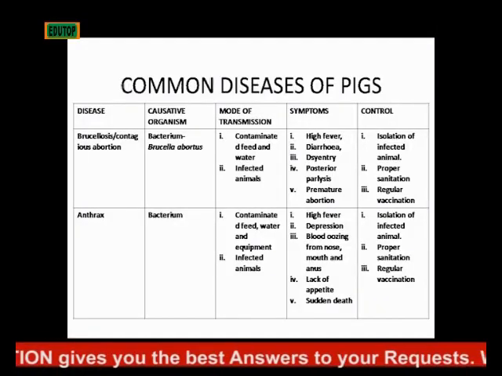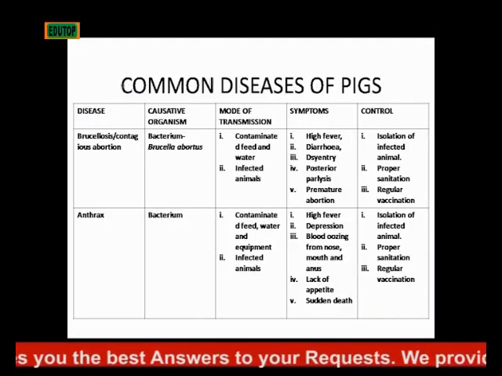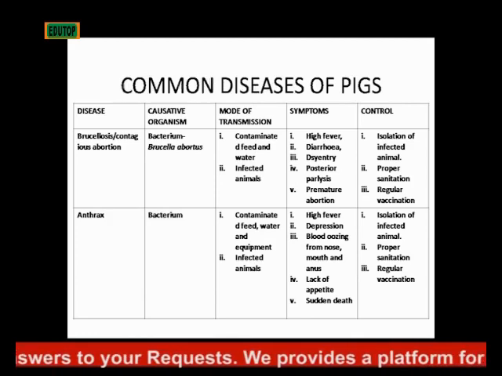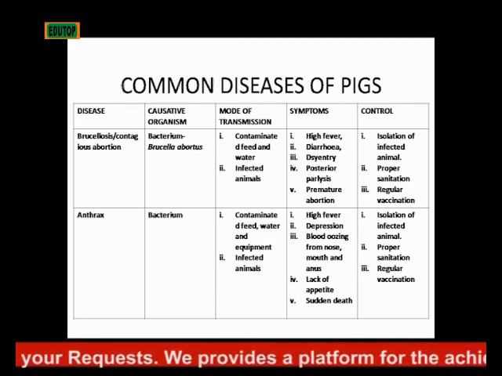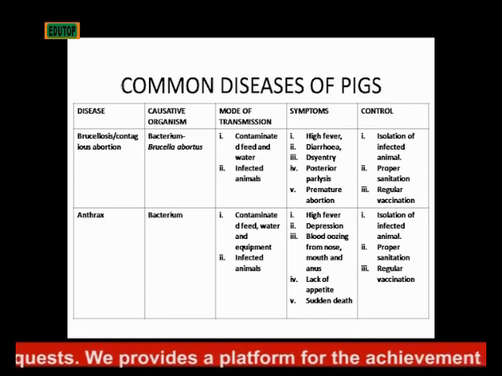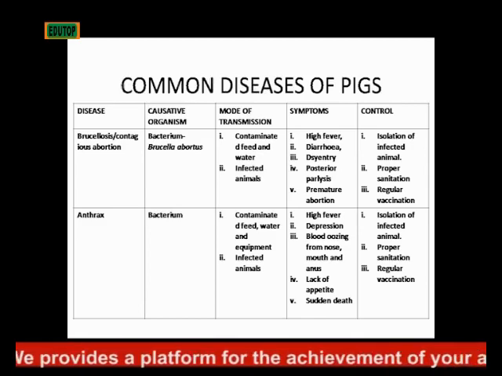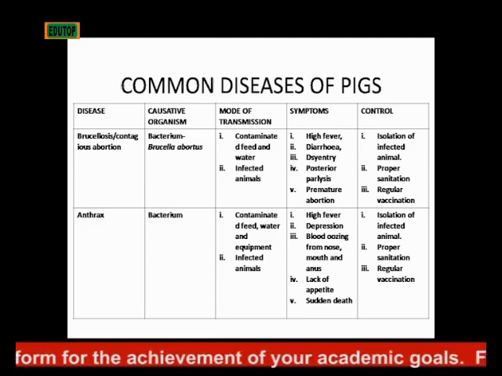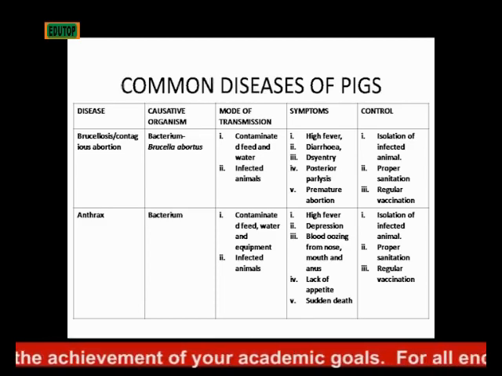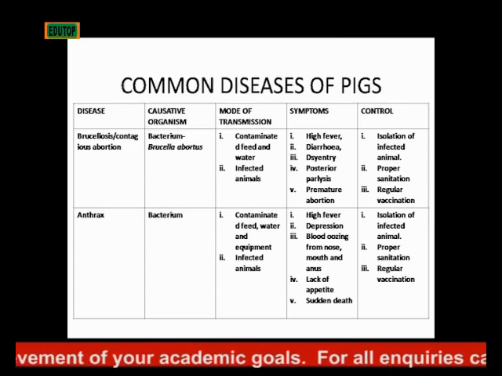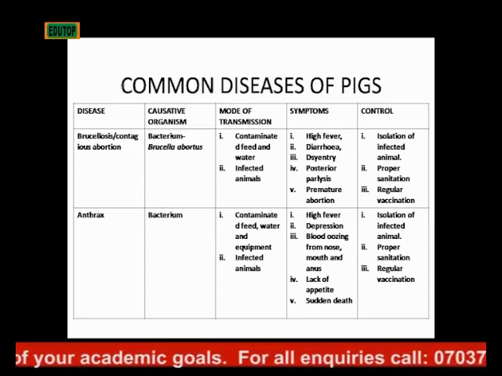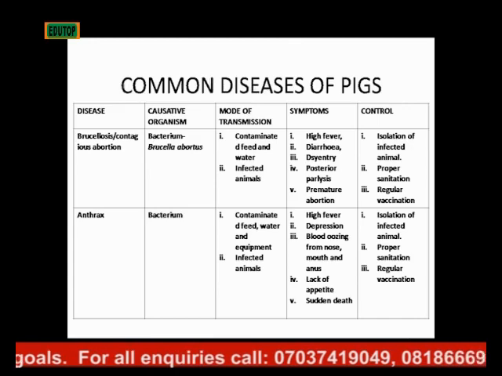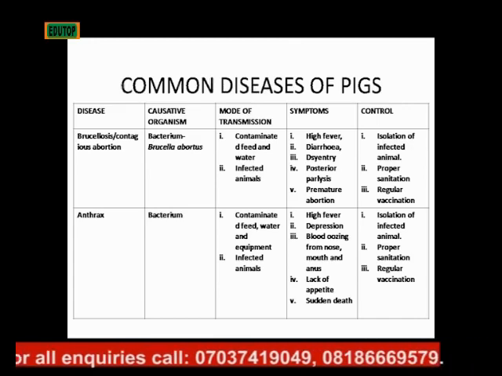Brucella abortus is the name of the bacteria that causes brucellosis, or what we call contagious abortion. How is it transmitted? Brucellosis is transmitted through contaminated feed and water, or through other infected animals. Two ways your pig can get infected with brucellosis: through infected animals or through contaminated water and feed.